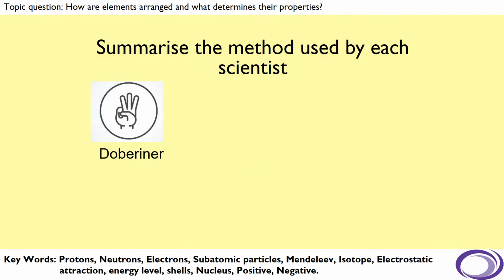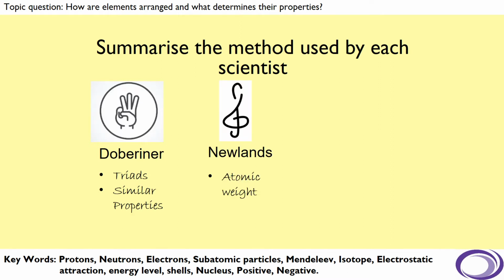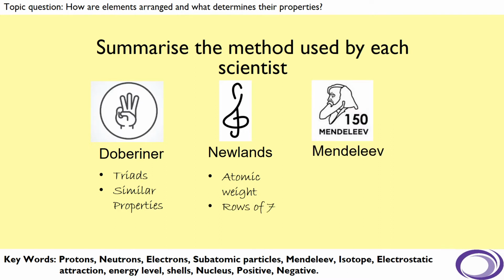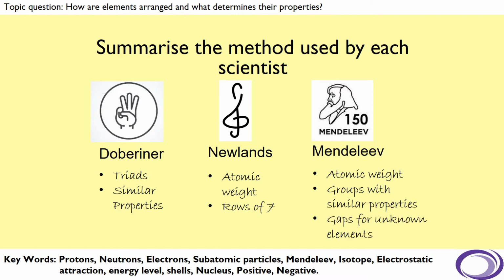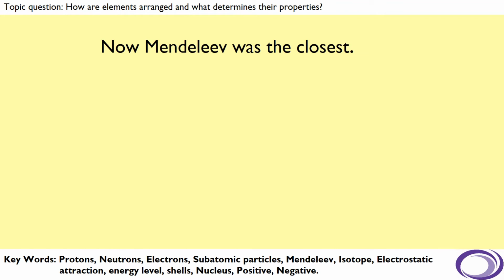So to summarise these, we have Dalton, who organised the elements into groups of 3 called triads. They had similar properties. Newlands ordered them in order of increasing atomic weight in rows of 7. And Mendeleev, with ordering by increasing weight, also ensured that the groups had similar properties and left gaps for unknown elements. Now, Mendeleev was actually the closest.